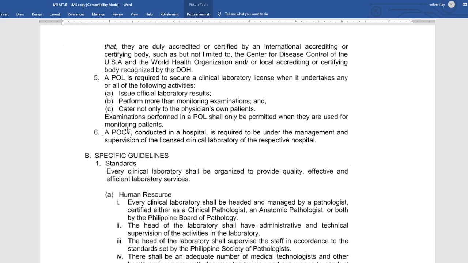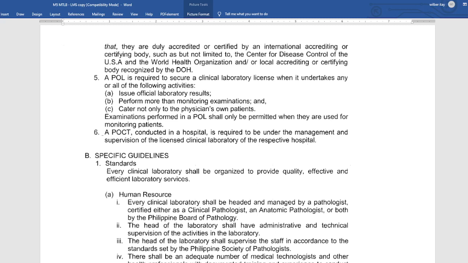So a POCT, point of care testing conducted in a hospital, is required to be under the management and supervision of the licensed clinical laboratory of the respective hospital. When you say POCT kasi, these are bedside testing. Okay, so yung mga glucometer, mga ganyan, or getting the value of the glucose beside the patient. Those are examples of POCT. So, sinasabi dito na under pa rin siya ng management and supervision ng clinical laboratory.